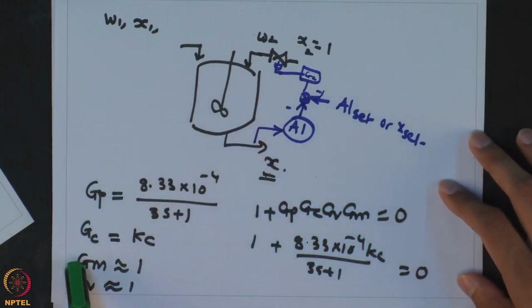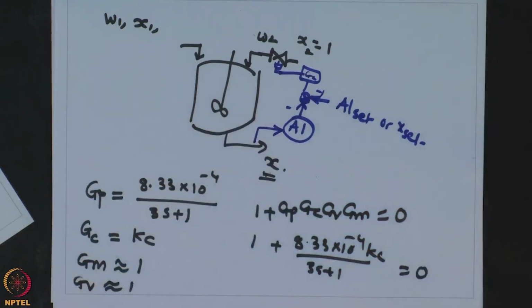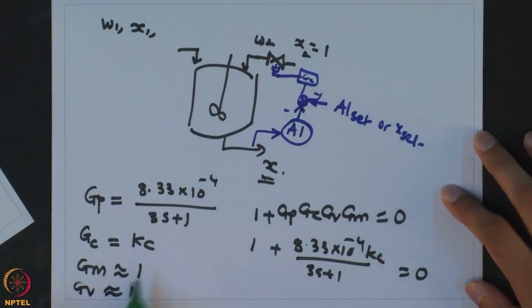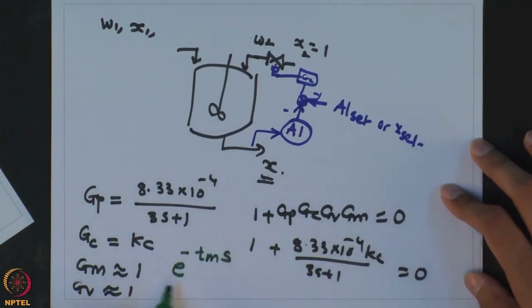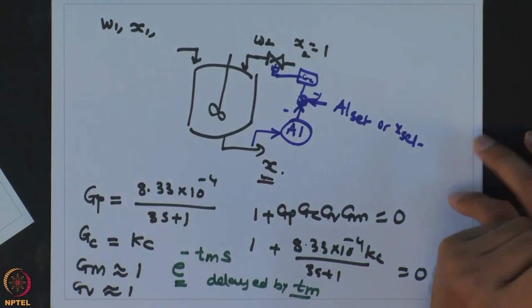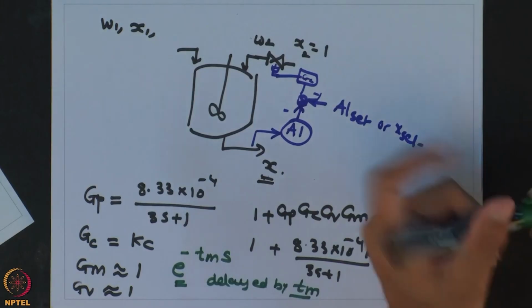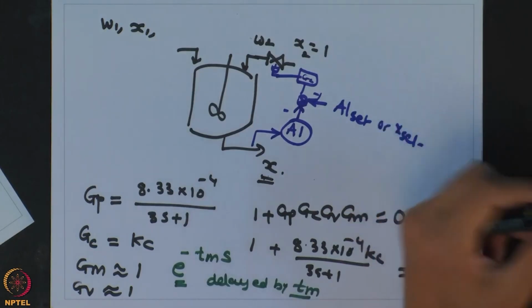So even though I am saying that the measurement is almost reliable, what typically ends up happening is that this transfer function looks like this, where you have some delay. The measurement is delayed by an amount of time equal to Tm. That is known as a measurement delay. It is a very common feature whenever we are working with composition measurements. So let us see what happens to this stability analysis if we have some measurement delay.